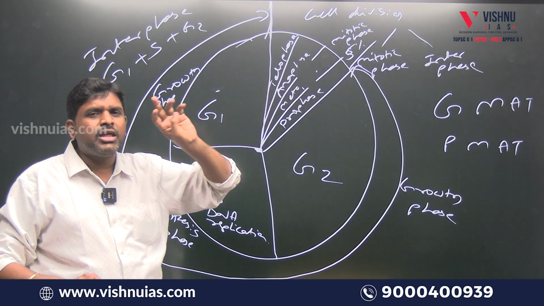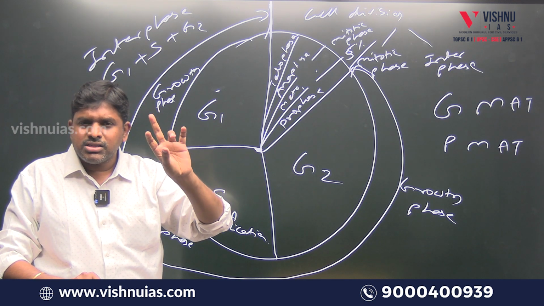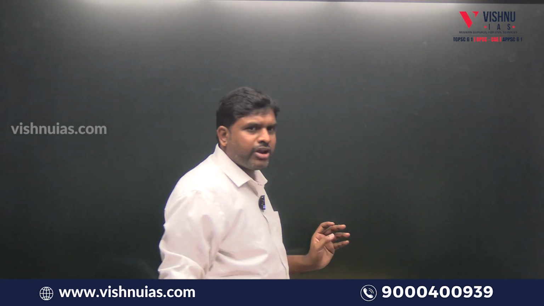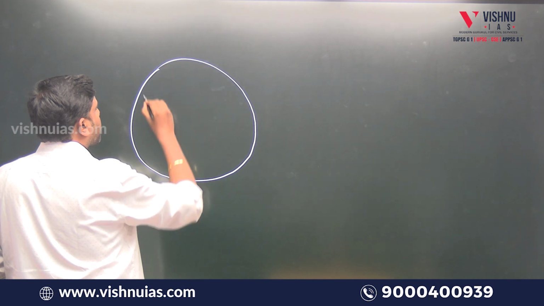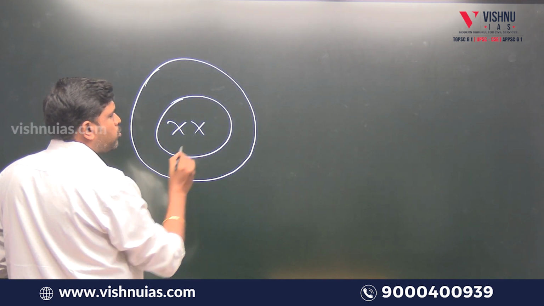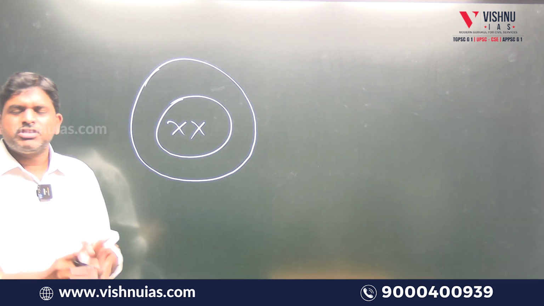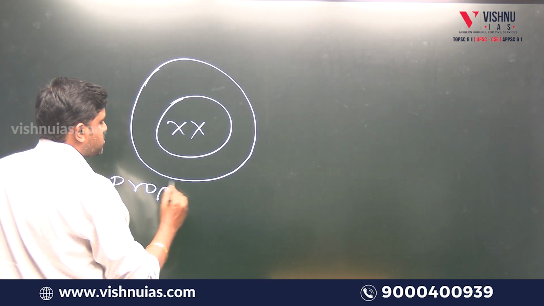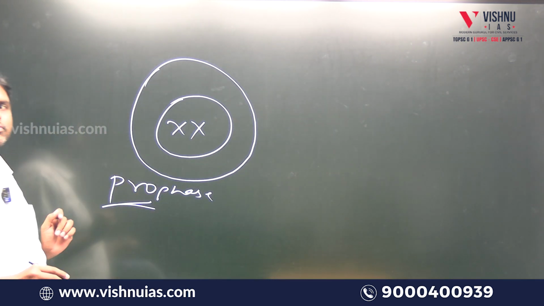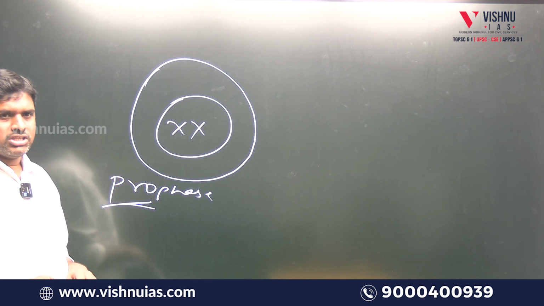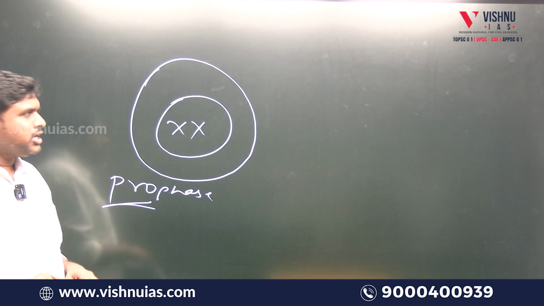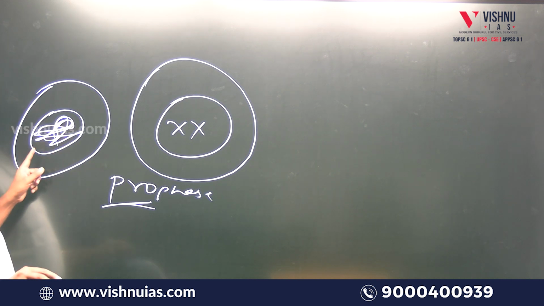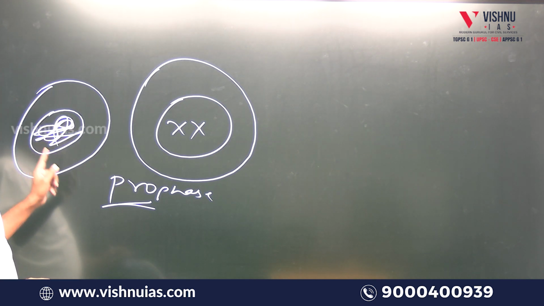So that cell division will be happening in 4 phases: prophase, metaphase, anaphase, telophase. What will happen in this? I will tell you. For example, 2 chromosomes are there, which are in chromatin. Prophase, the first phase. Pro means starting, a Greek word. Starting phase. Generally, what will happen in the starting phase? This is chromatin.